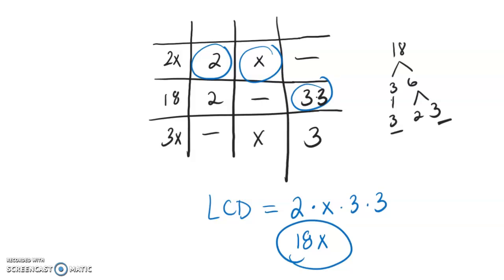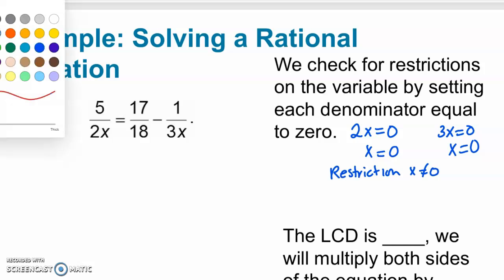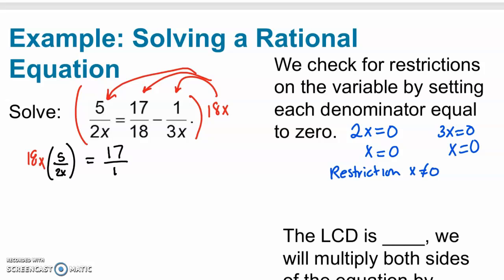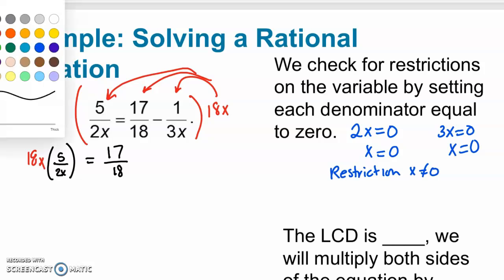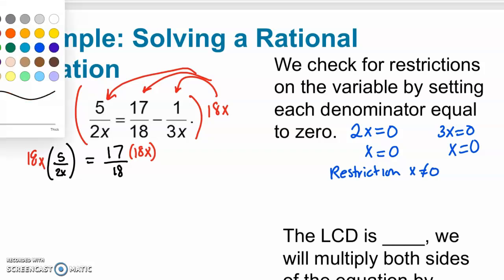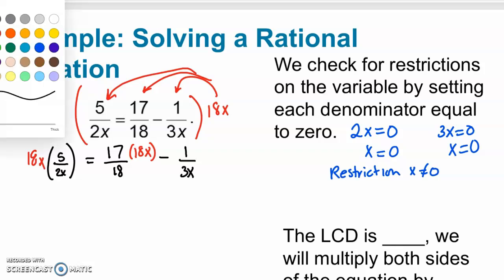So this is what I'm going to multiply everything by. Let's go back to our paper. And so we will multiply everything by 18x. Now remember, what is the goal here? The goal is to clear the denominator. If you're multiplying by a number and it doesn't get rid of the whole denominator, only part of it, then you've probably chosen the incorrect least common denominator to multiply by. So I'm going to have 18x in 3 spots here, and it will look like this.